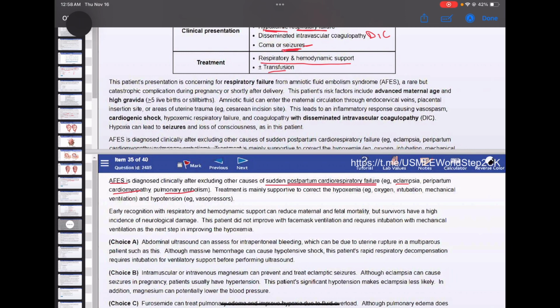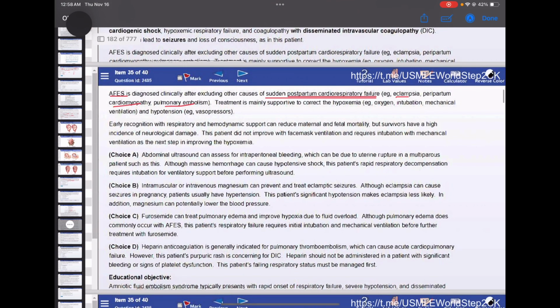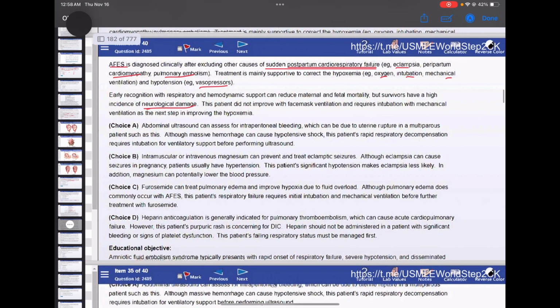Treatment is mainly supportive to control the hypoxemia. You just go for oxygen, intubation, mechanical ventilation, and you have to control the hypotension with vasopressors. Early recognition with respiratory and hemodynamic support can reduce maternal and fetal mortality, but survivors still have an incidence of neurological damage. So why don't we go for ultrasound? Because it can assess the bleeding, which can be due to uterine rupture in multiparous patients such as this, although massive hemorrhage can cause hypotensive shock. This patient's rapid respiratory decompensation requires intubation for ventilatory support before performing ultrasound. So we have to save them first before performing ultrasound.